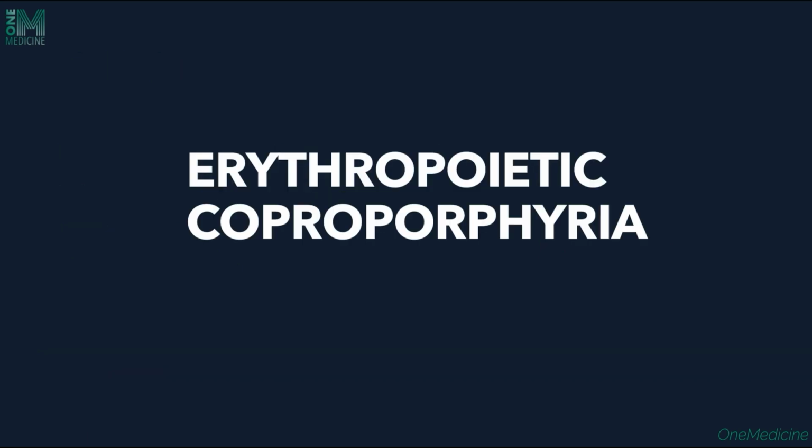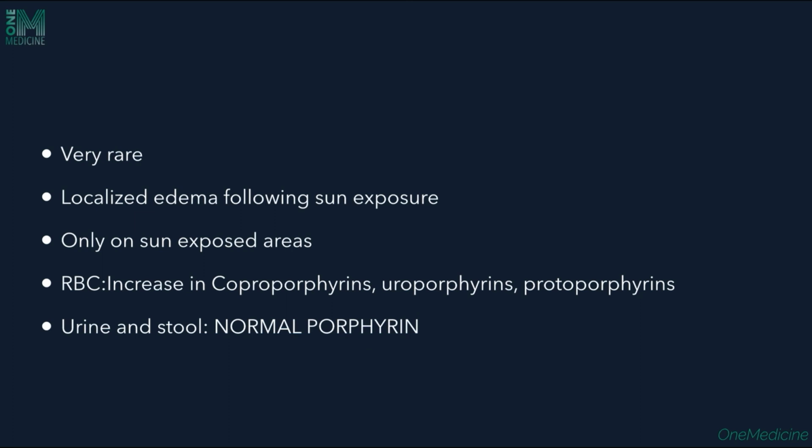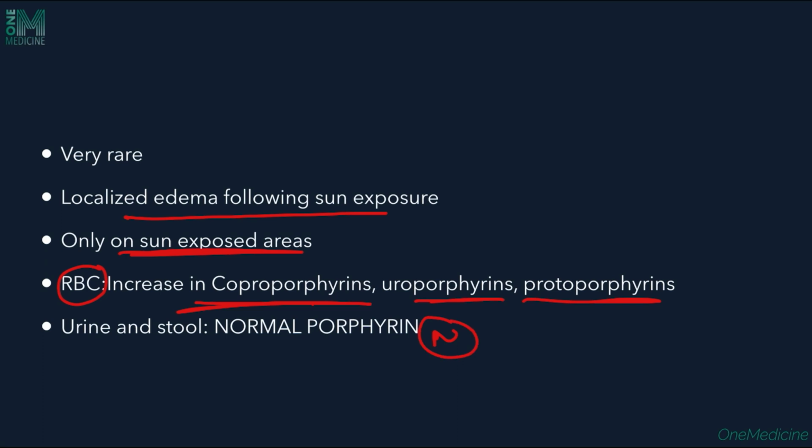Next, coming to erythropoietic coproporphyria. It's a very rare condition. Localized edema following sun exposure is seen only on sun exposed areas. And in RBCs, there will be an increase in coproporphyrins, uroporphyrins, and protoporphyrins. Urine and stool will have a normal amount of porphyrins.